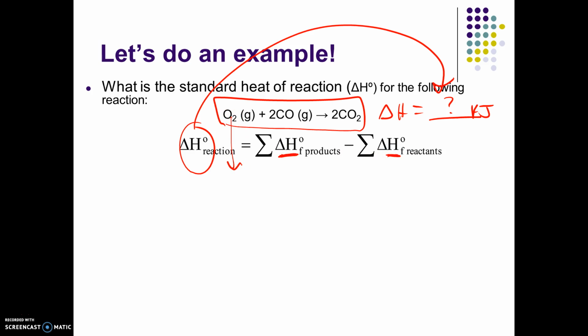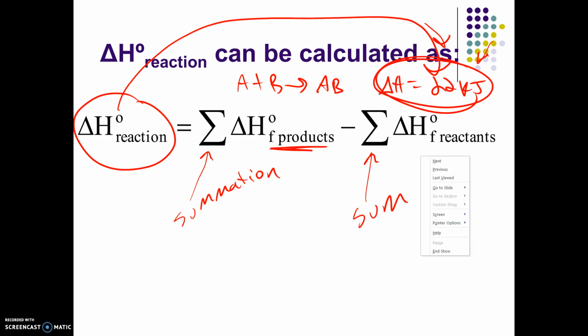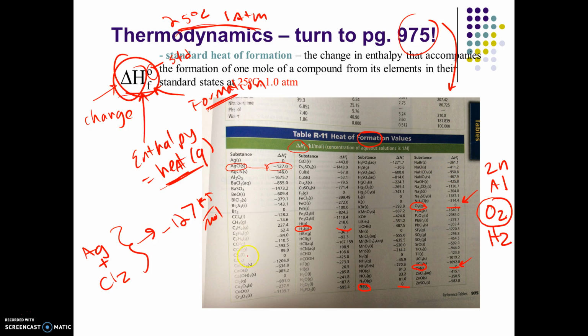So I go in my textbook and I look up O2. Well, that's an element. It takes 0 kilojoules per mole. And then I look up my CO, carbon monoxide. Let me go back so you can see this. Here it is, and it takes a negative 110. The units are kilojoules per mole. And the other substance I need is CO2, which is negative 393.5 kilojoules per mole. I'll write it in there for you.